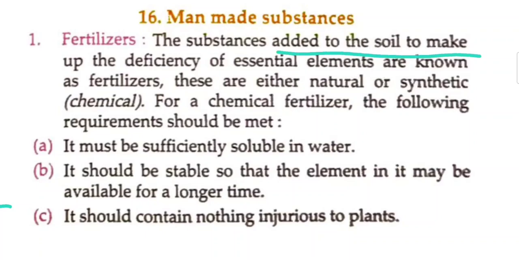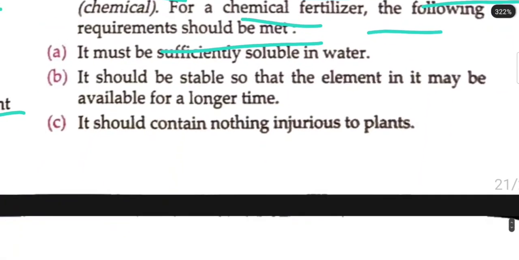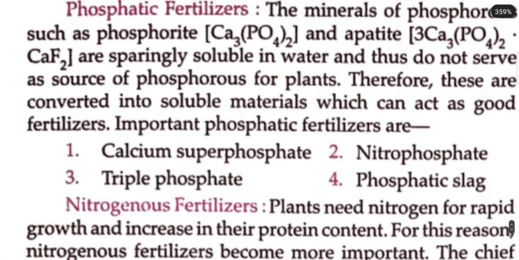The substance added to the soil to make up the deficiency elements are known as fertilizers. These are either natural or synthetic. For a chemical fertilizer, the following requirements should be met. It must be sufficiently soluble in water. It should be stable so that the element in it may be available for a longer time. It should contain nothing injurious to plants.